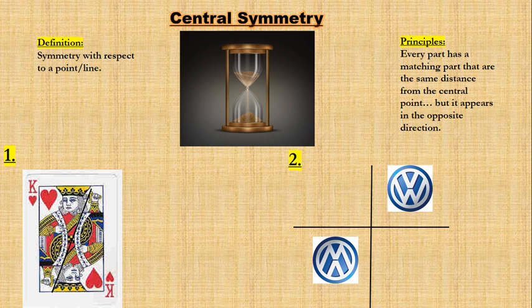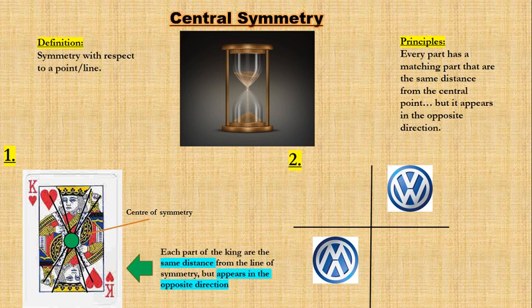Here's the line, going from the top of the king card, from the hat on the top of the king, down through what appears to be a line or a point, we're not sure yet, and it goes to the top of the king, but the king is appearing in the opposite direction. And all these lines represent this. So here we have our center of symmetry, which is a point, noted here. In relation to the king card, each part of the king is the same distance from the line of symmetry, or the point in this case, but appears in the opposite direction.